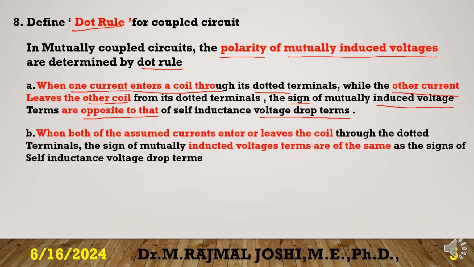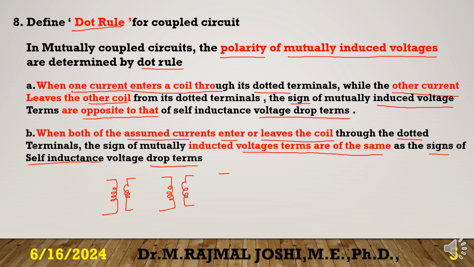Second case, when both of the assumed currents enter or leave the coil through the dotted terminal, then the induced voltages are of the same sign as the self-inductance voltage drop term. So the four different ways of making the connection will be explained now through the mutually induced coupled circuits.